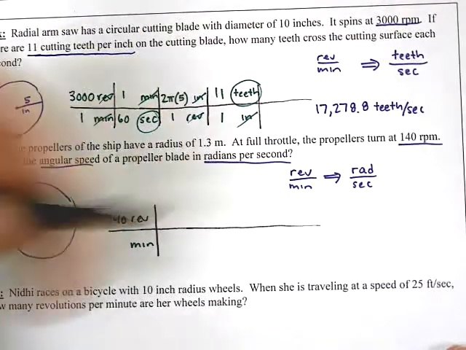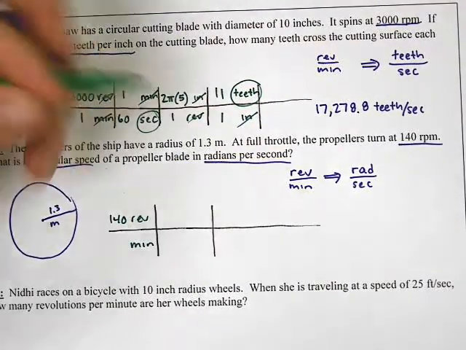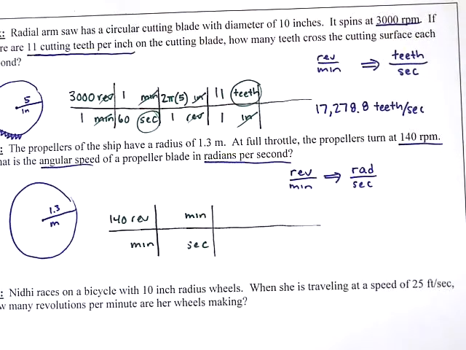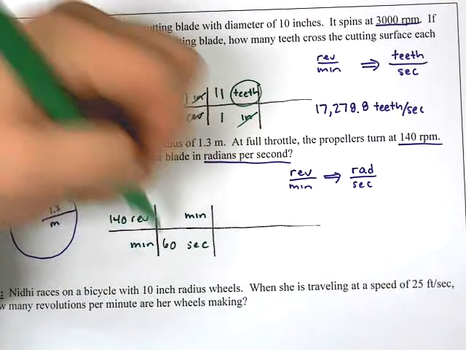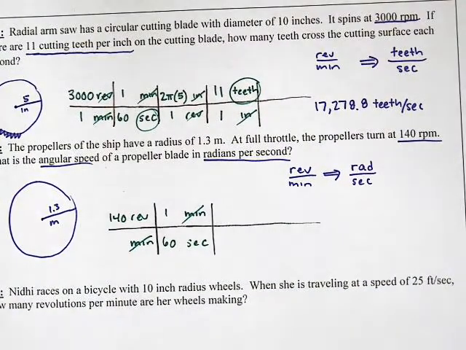As usual, I will change time first. I'm trying to go from minutes to seconds. And of course, there are 60 seconds in 1 minute. I'm good with minutes now. Alright. Be real careful here, guys.